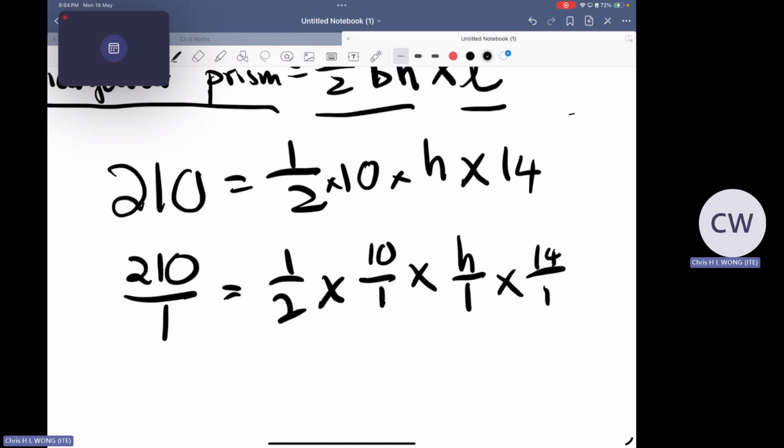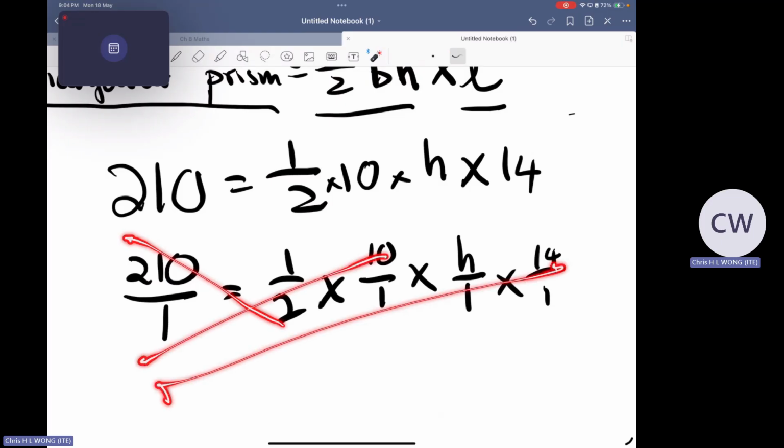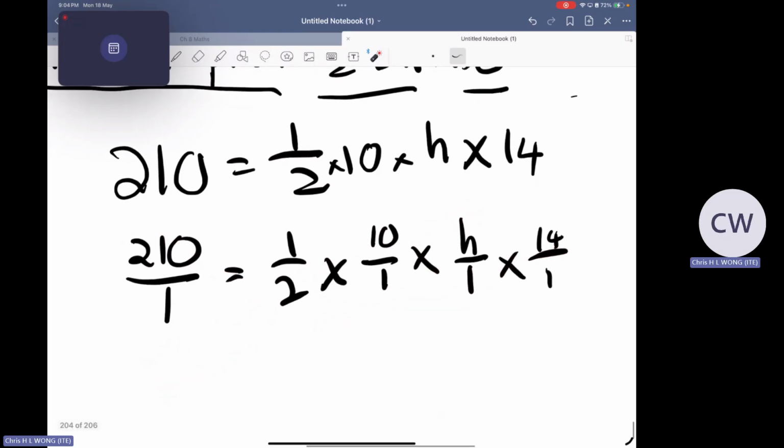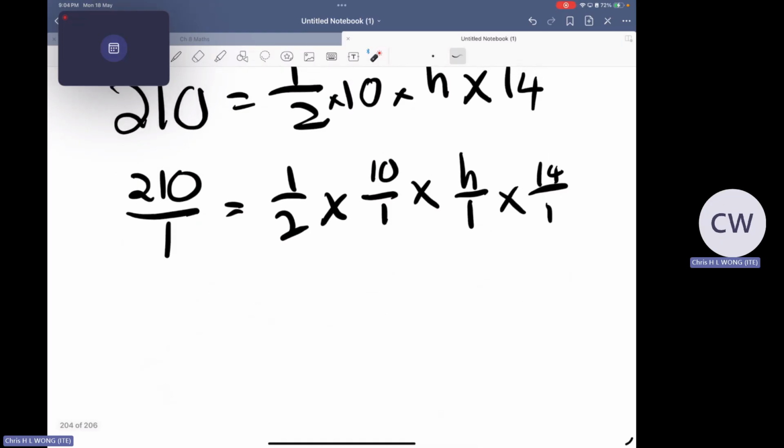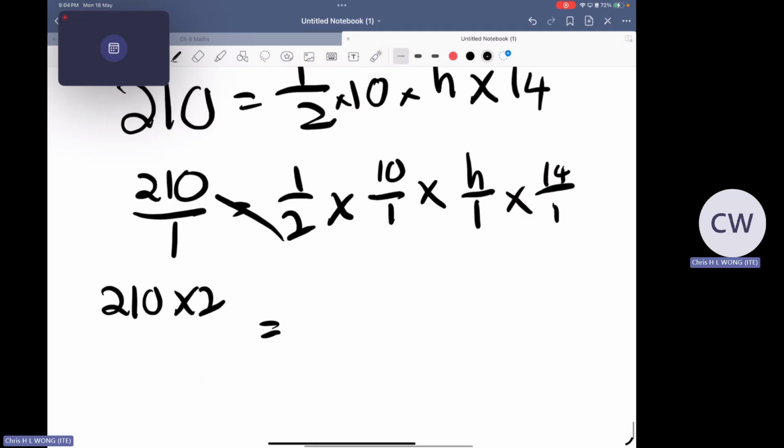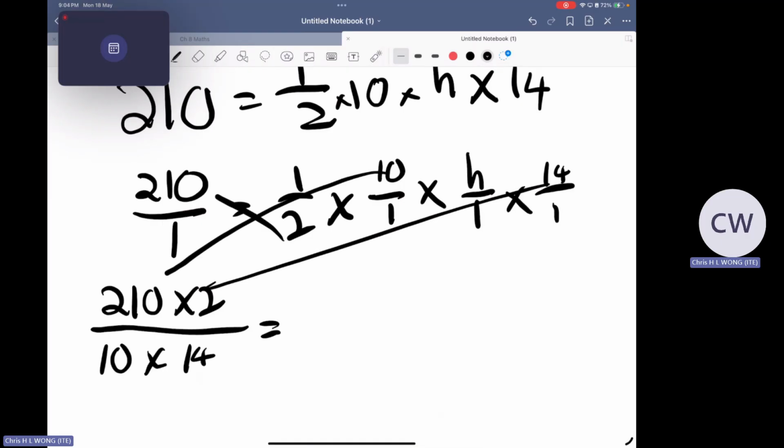So you do a cross multiply. 2 bring up, 10 bring down, 14 bring down, remainder H. Okay, let's do. So you have 210 times 2, because cross over, right? That's all already, isn't it? Equals to 10 bring down times 10, 14 bring down times 14, remainder H over 1.